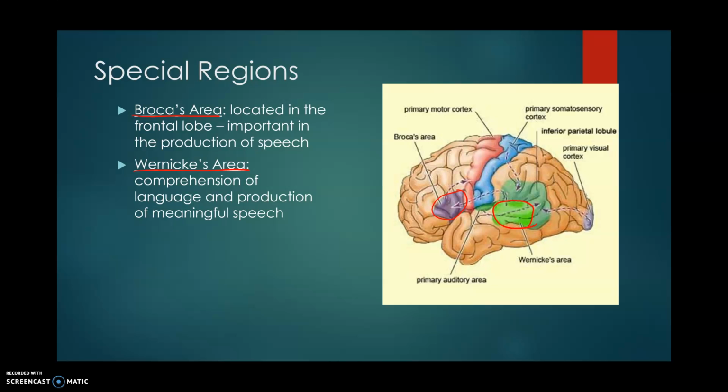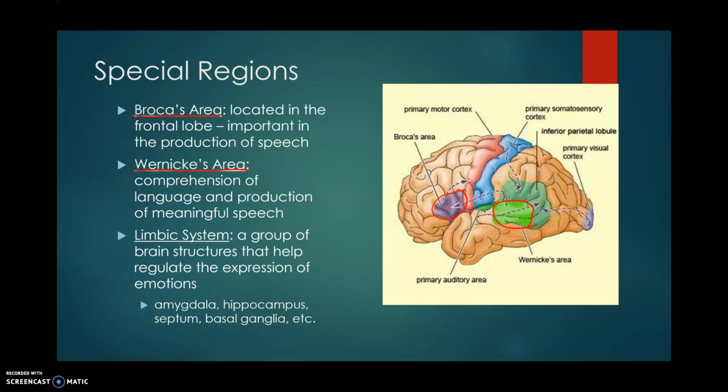And then our last area is going to be our limbic system, and this is actually a bunch of different things that are together that express some different things here. So it's a group of structures that help regulate the expression of emotions. So we say the oblongata, our hippocampus, our septum, our basal ganglia, all those different things are going to be incorporated in the special region of our limbic system. So it's a bunch of different structures that contribute here.